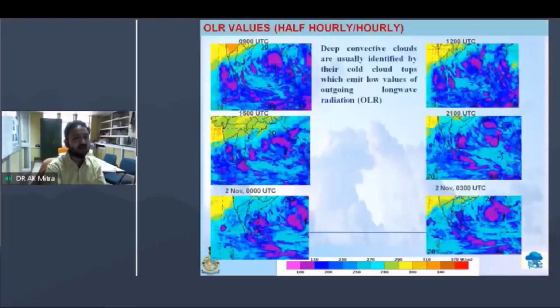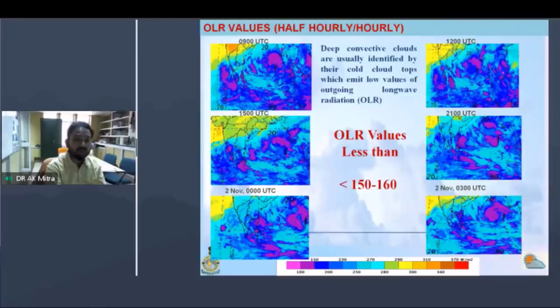I'll give you OLR values. If you see, deep convective clouds are usually identified by their cold cloud tops, which emit low values of outgoing longwave radiation. So low values always give you the deep convective status. Now again, I'm saying that it depends on what time and what season you are looking at. So like if you can see the Andaman and Lakshadweep area, you are deep convective.